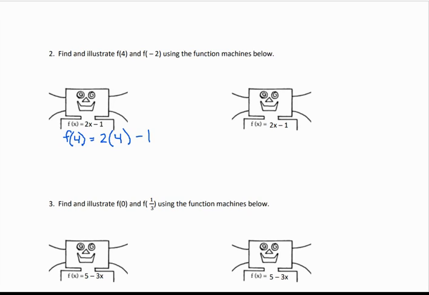And I simplify. Remember, you can leave the left-hand side blank. That's just the function name. The right-hand side is the actual operations. So we multiply first. 2 times 4 is 8. And then we subtract. 8 minus 1 is 7. So what is this function saying? It's saying if I plug a 4 into the machine, I perform all the operations, and a 7 will come out.